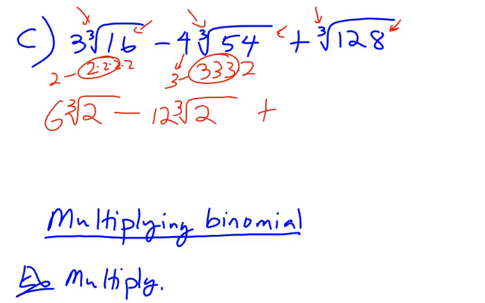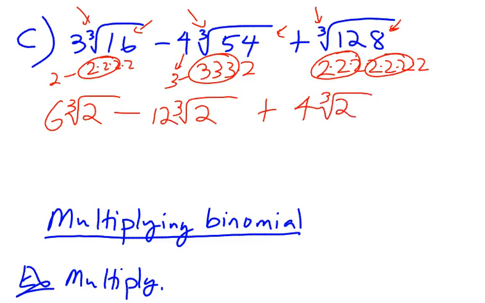And then plus, well, when I break down 128, well, golly, that's just a bunch of 2's. That's 2, 2, 2, 2, 2, 2, and a 2, right? Now there's 7 2's in there, right? Well, I can take out one group of 2's and another group of 2's, so I get 2 2's. So that's 4 times the cube root of 2.